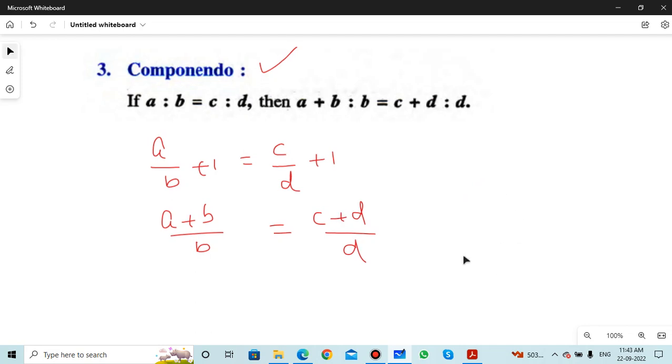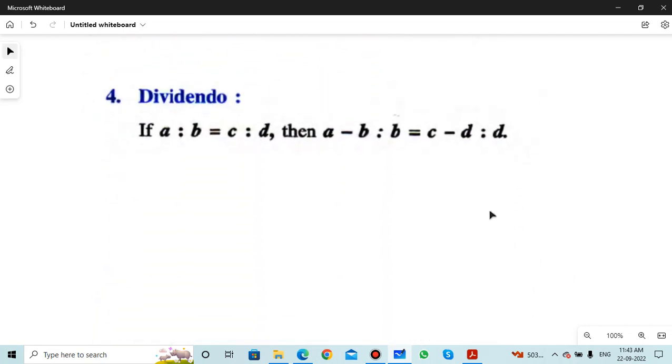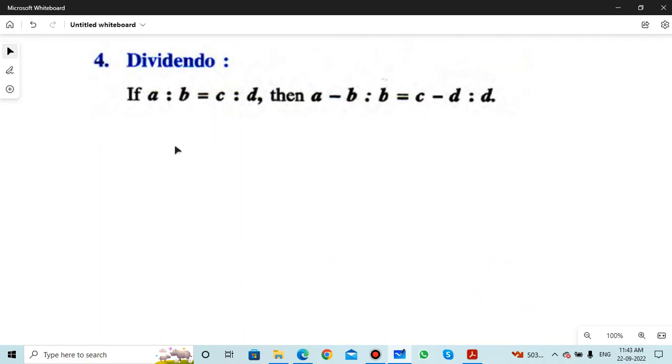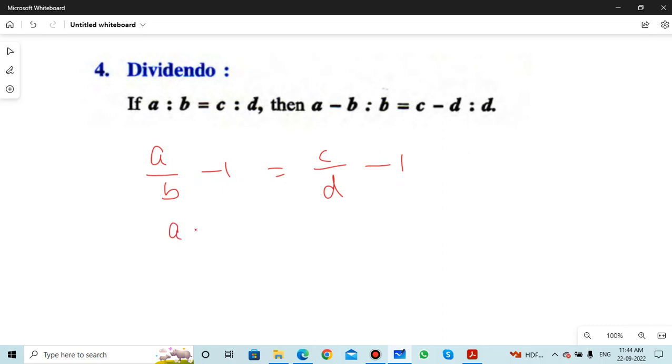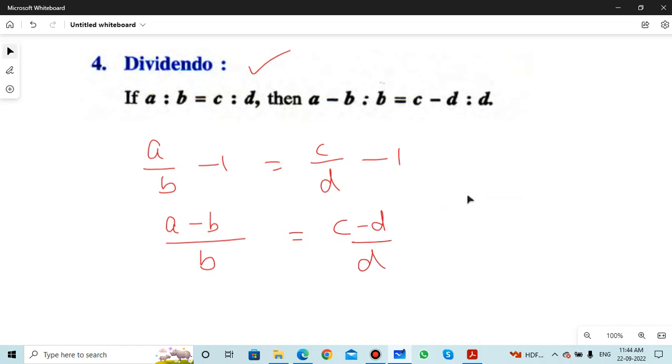Then comes the next, dividendo. Just opposite of componendo will be dividendo. So dividendo is to subtract 1. A upon B is equal to C upon D. So subtract 1 from both sides. It will become A minus B upon B is equal to C minus D upon D. This is by dividendo. Dividendo means subtracting 1 from both sides. Now you know how it happens.